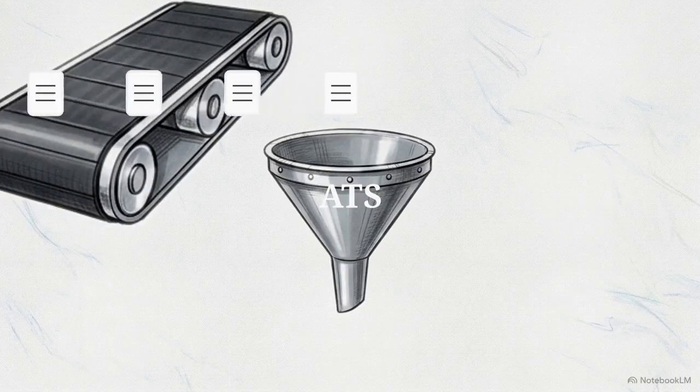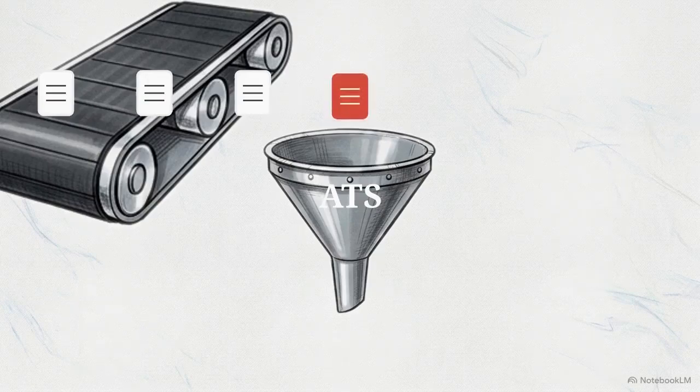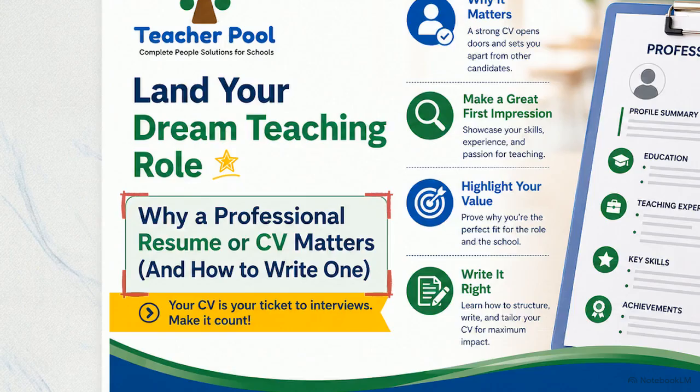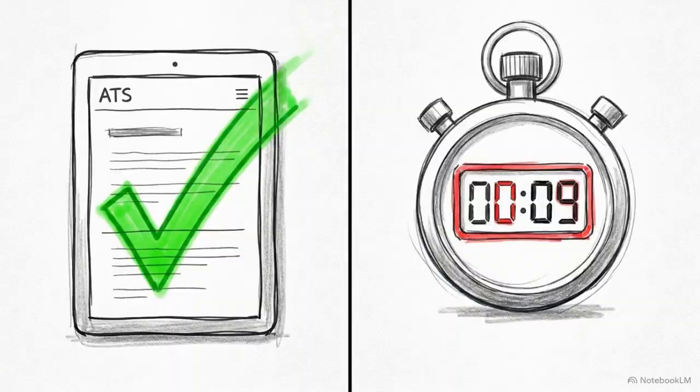Large educational institutions use applicant tracking systems to filter out candidates automatically. We are going to build a targeted document from scratch that highlights your specific value and gets you into the interview chair. Beating the 10-second scan and the tracking software is the baseline requirement to advance in modern educational recruitment.